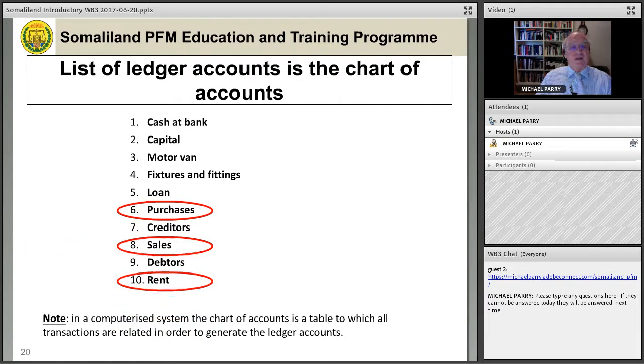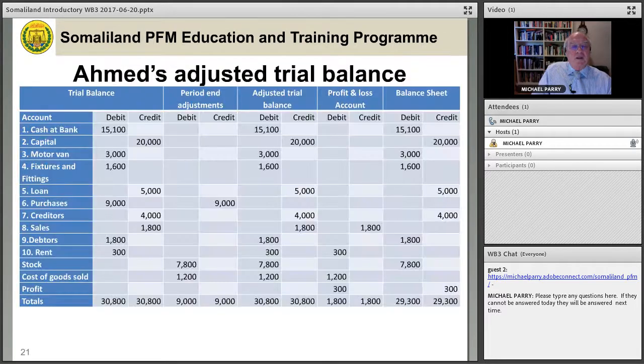Notice also that in that list, it's a mixture of balances and flows. There are 3 flows which are ringed here: purchases, sales and rent. All of the other items are balances. So obviously to create the balance sheet and the profit and loss account, we have to separate the flows and the balances. We do that and calculate the profit using an adjusted trial balance.